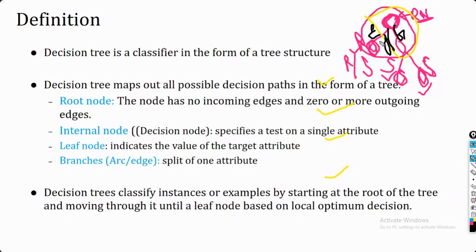Again, repeating it: the leaf node is going to be the target attribute, or you can say the class label. All the internal nodes, including the root node, will have an attribute, and the branches represent the values of that attribute. Initially the root will not have any incoming edges. There could be zero or more outgoing edges, which you already know.